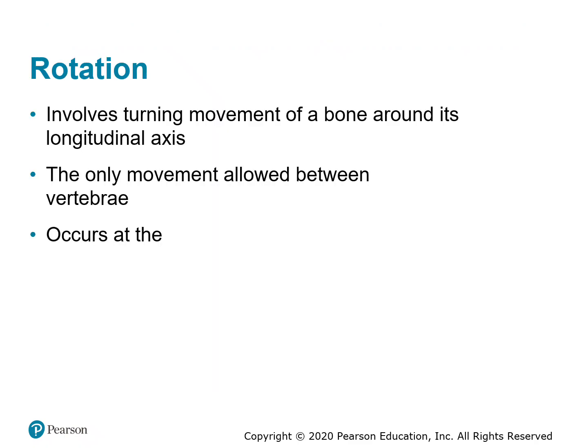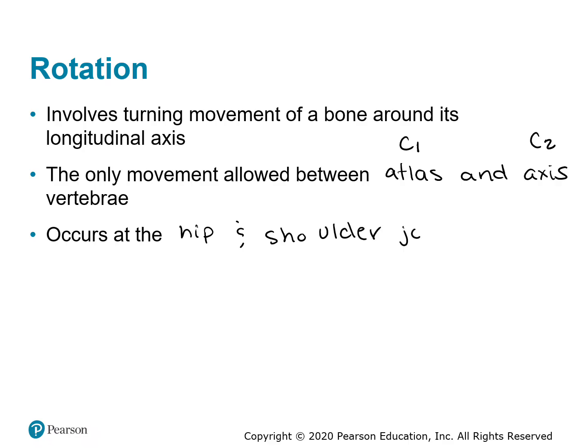Between your atlas and your axis, also known as your C1 and C2 vertebrae, you're also going to see that kind of rotation at the hip and shoulder joints. A couple different types of rotation. Medial rotation is going to turn towards the midline. Lateral rotation is going to go away from midline.